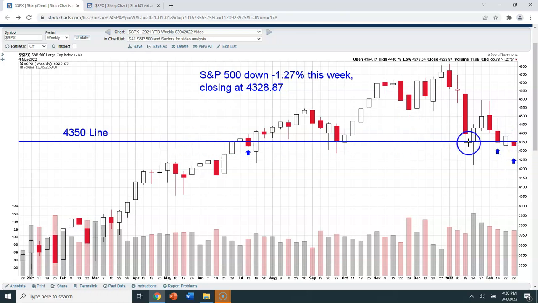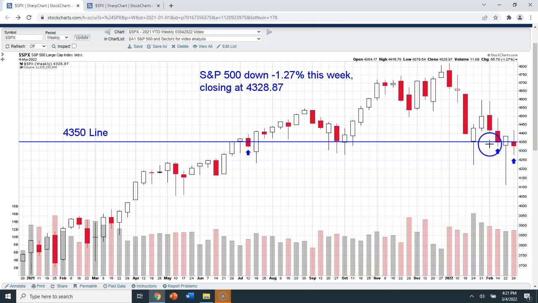This horizontal blue line is 4350. Now, the importance of this line cannot be overstated, guys. We first got up to 4350 back in June of 2021, and then you can see for about 4 weeks we traded right around this area, above and below it, before we consistently started to close above the 4350 level on a weekly basis.